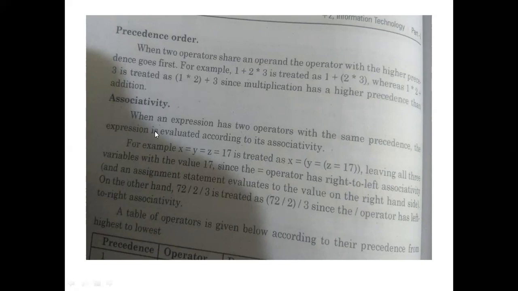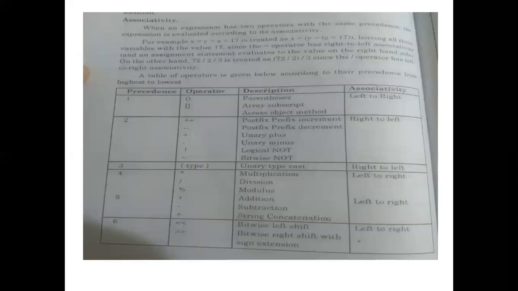Associativity: when an expression has two operators with the same precedence, the expression is evaluated according to its associativity. For example, x equal to y equal to z equal to 17 is treated as x equal to (y equal to (z equal to 17)), leaving all three variables with the value 17, since the equal operator has right to left associativity and an assignment statement evaluates to the value on the right hand side. On the other hand, 72 slash 3 slash 3 is treated as (72 by 3) slash 3, since the operator has left to right associativity. The table is given according to precedence from highest to lowest.